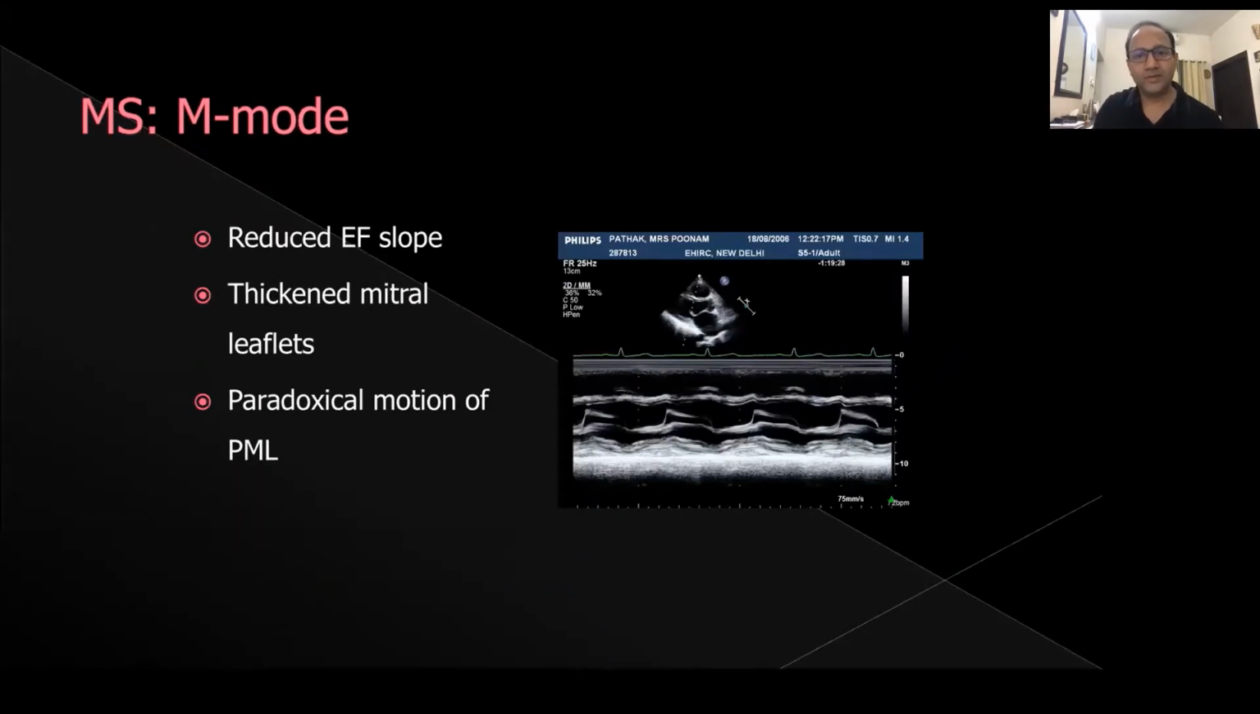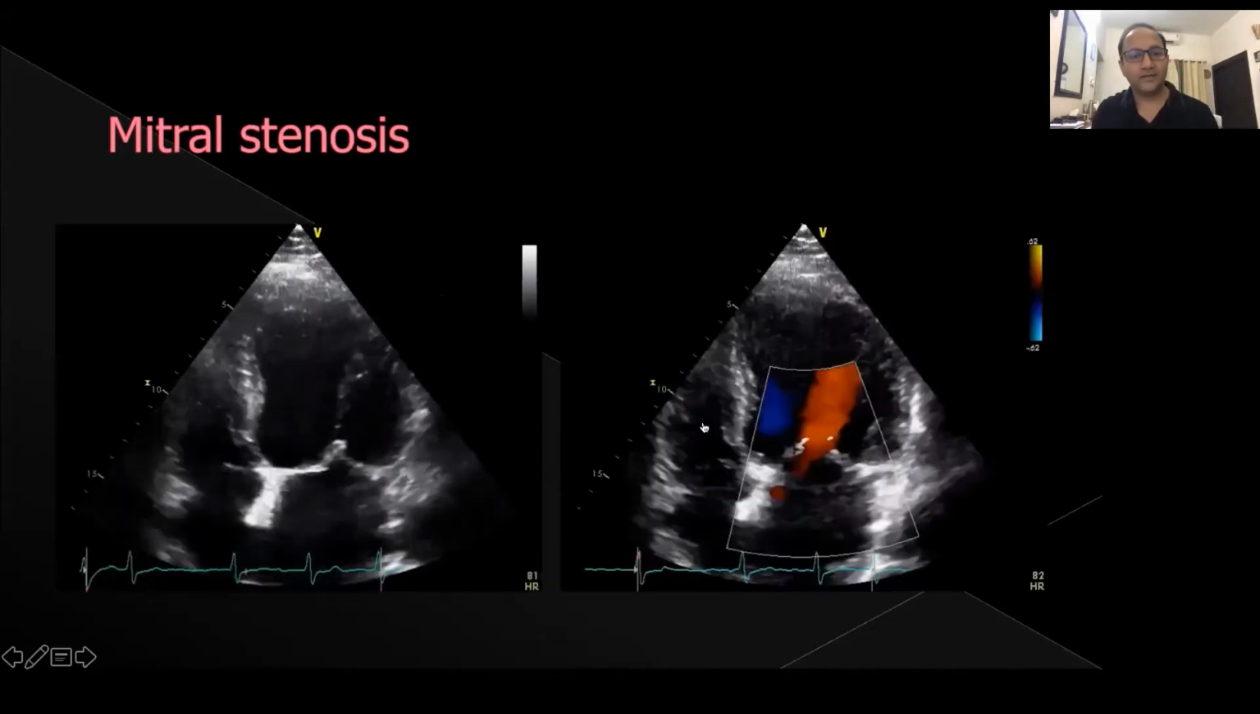In M mode, though it has very little value, what you would probably just recall is that there is a reduced EF slope, the leaflets appear thickened, and there is a paradoxical motion of the PML towards the AML. So you can see a fixed PML, very flattish PML, and the AML, of course, the EF slope is reduced. And this is a 4-chamber view.